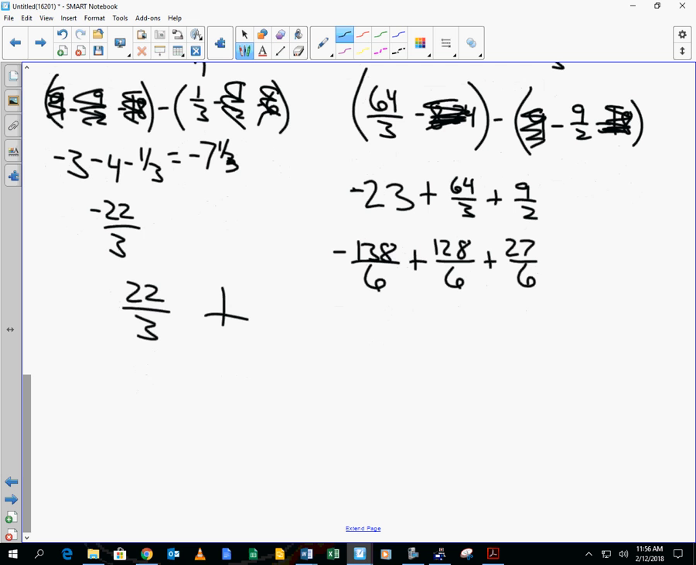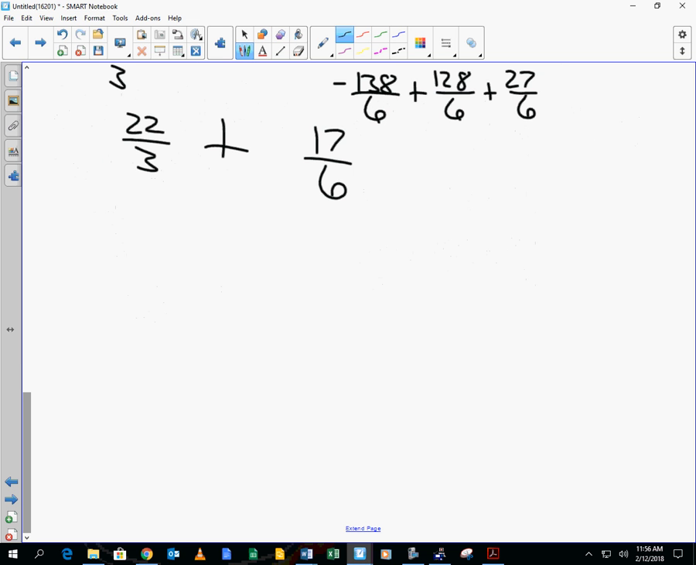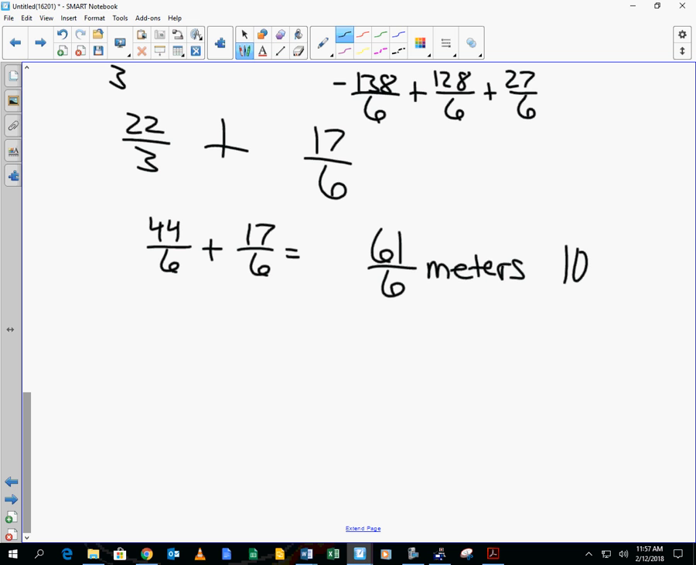17 over 6. So travels 22 over 3 meters in the negative direction. Travels 17 over 6 meters in the positive direction. Common denominator of 6, so I got 44 over 6 plus 17 over 6 is 61 over 6 meters, which is exactly 10.16 repeating.